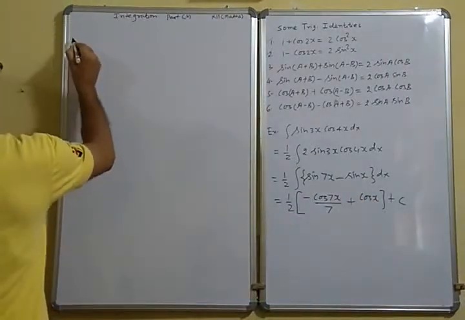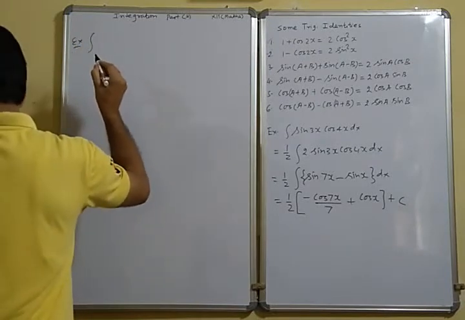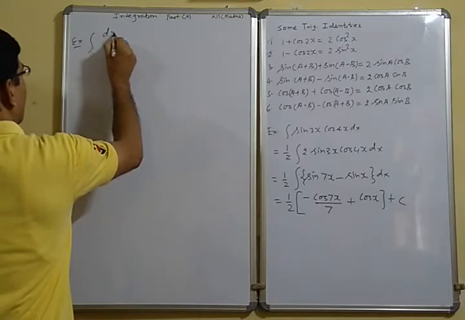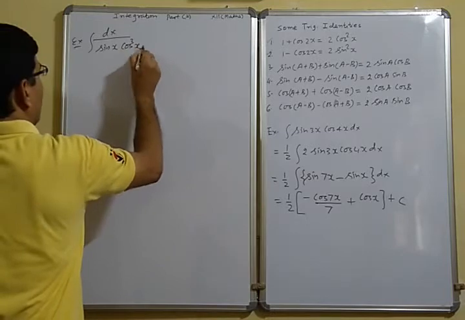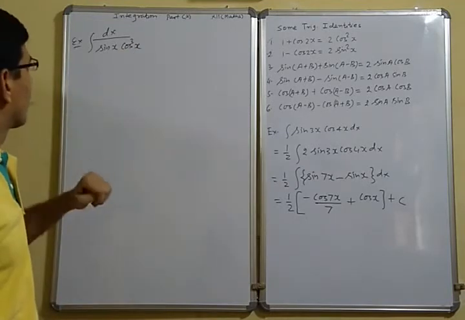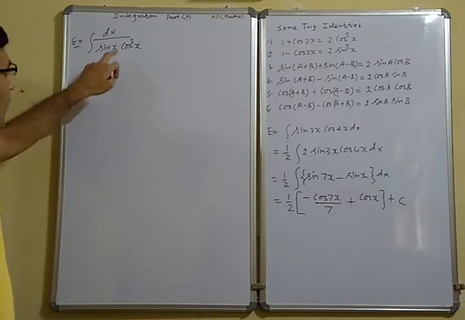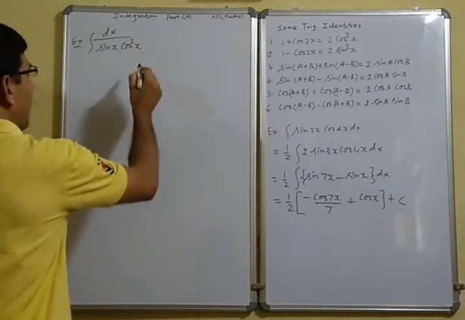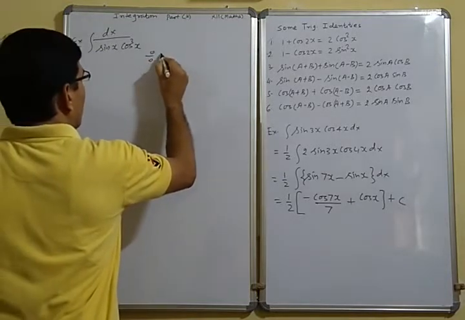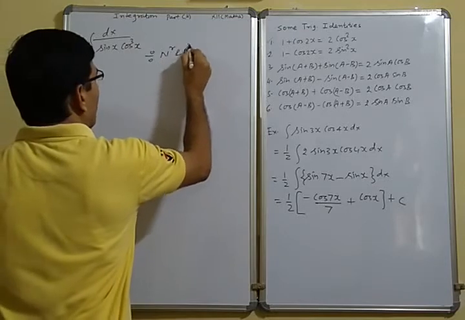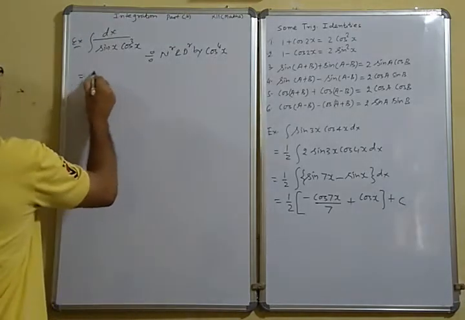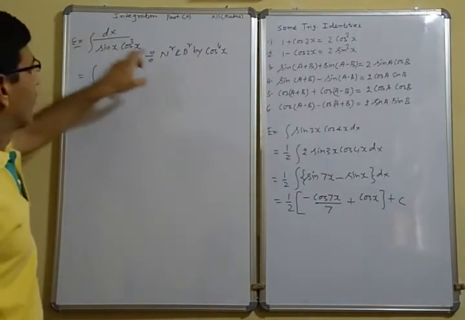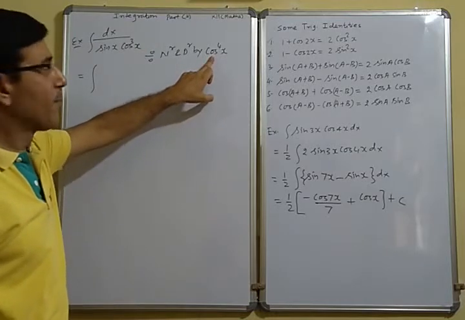Now take another example, integration of dx upon sin x cos cube x. To simplify this question, first we have to divide both numerator and denominator. Here it is cos cube x and sin x. So divide both numerator and denominator by cos 4x. Now we will get integration. When we divide the numerator, it becomes 1 upon cos 4x, that is sec 4x.